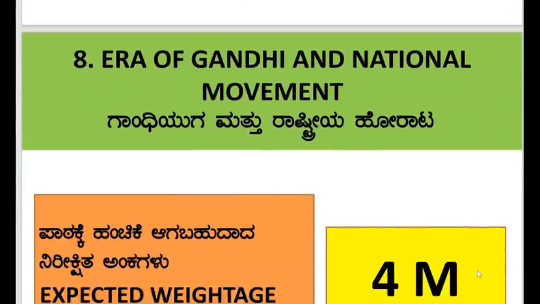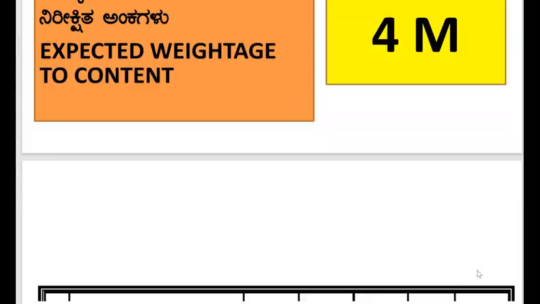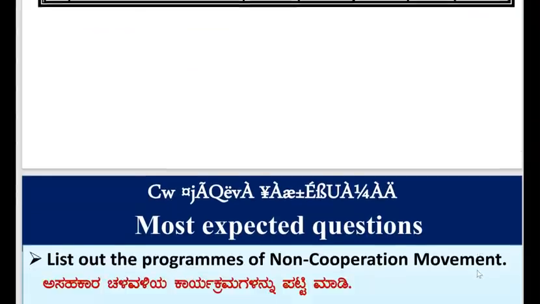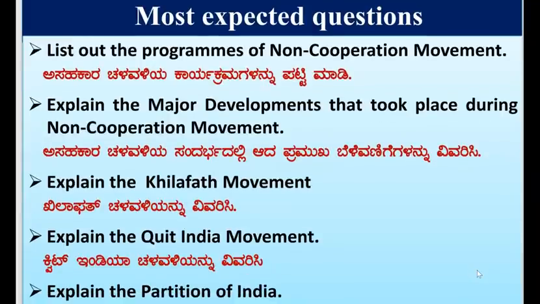Era of Gandhi and national movement. Total 4 marks can be expected from this chapter. Most expected questions. List out the programs of non-cooperation movement. Explain the major developments that took place during non-cooperation movement.